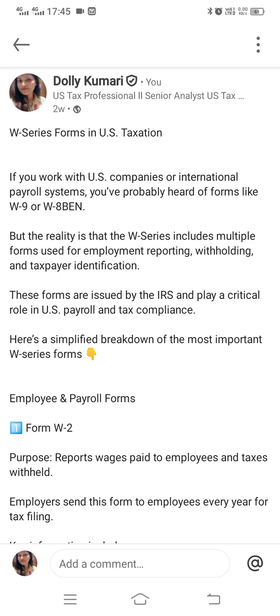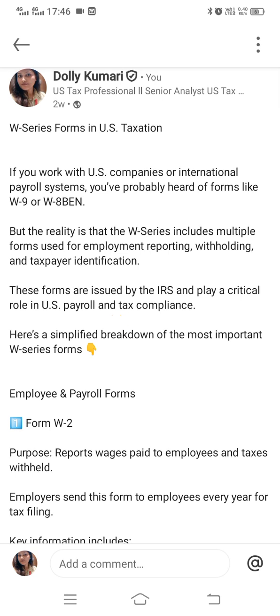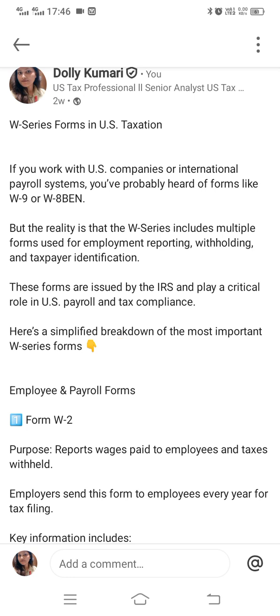There is the W2 form, which is used for reporting what kind of income they have earned, like wages and tips. This is really important in perspective of tax compliance and also maintaining the US payroll. Here I have broken down all the forms. Firstly I will discuss form W2, and the purpose of this form is to report wages paid to an employee by the employer and taxes withheld.